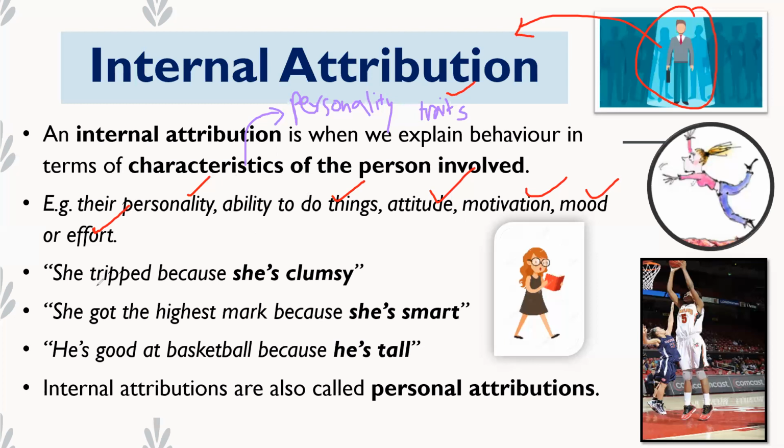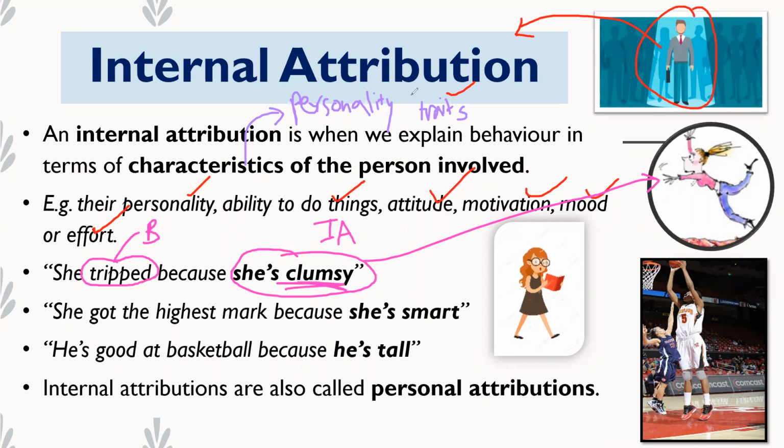So if we're talking about a few examples here, take the idea that she tripped because she's clumsy. Tripping is the behavior here, and "she's clumsy" is the internal attribution that we make to explain that behavior, of why she tripped. She tripped because she, as a person, individually, as an internal characteristic, is clumsy.